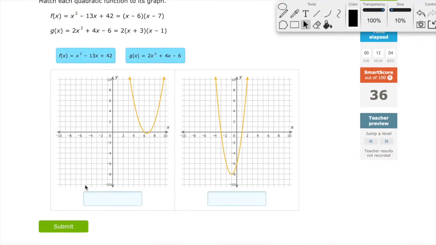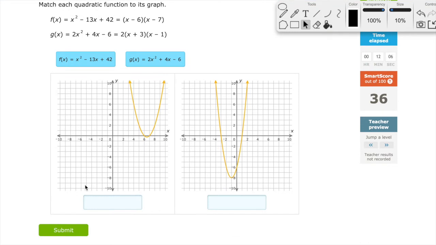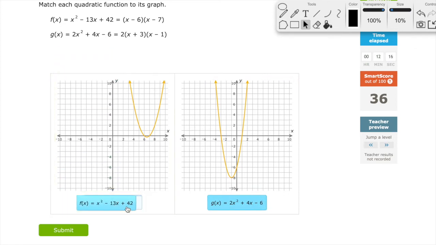Awesome. Okay, again, they both open up. I can look at this -6, and I see that this one crosses at -6, so I'm going to put that with this one, leaving this as our only option, but just to double check, this would be a +6 and a +7 once we solved those.